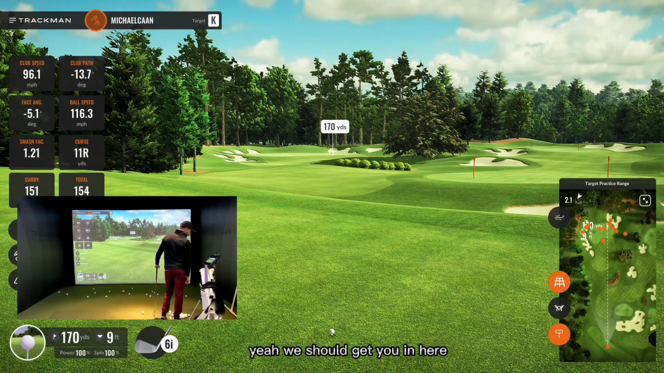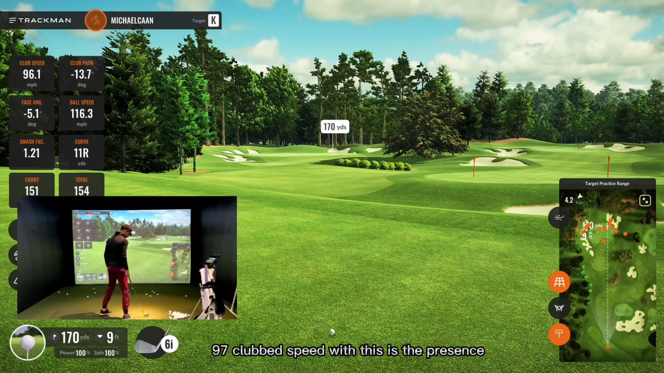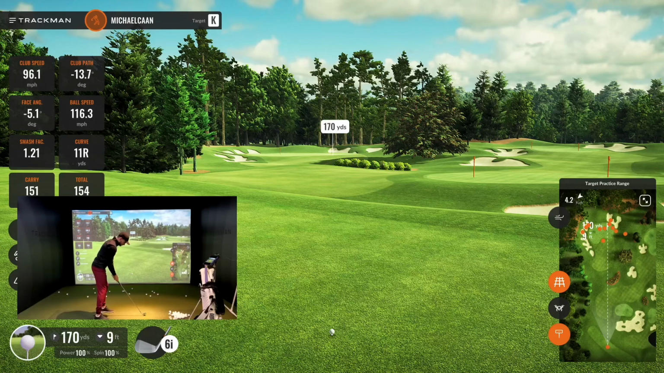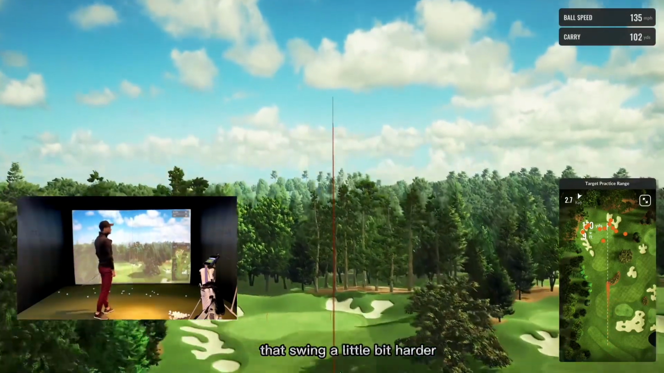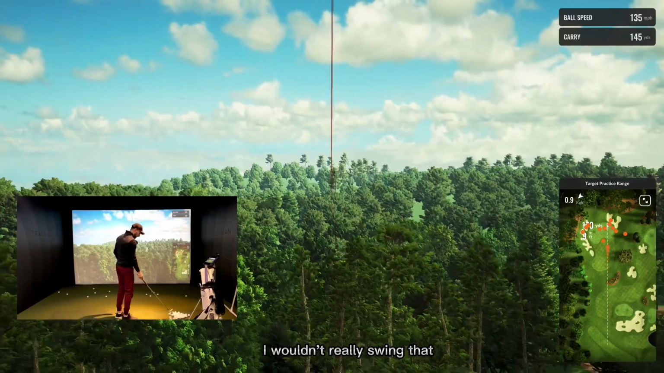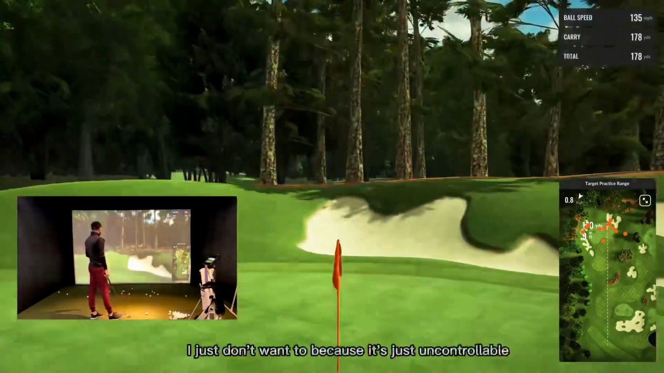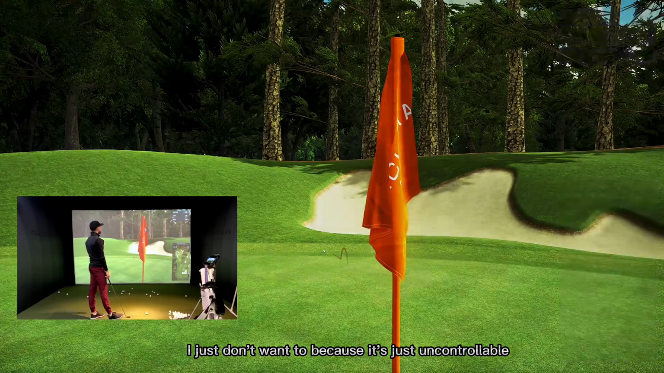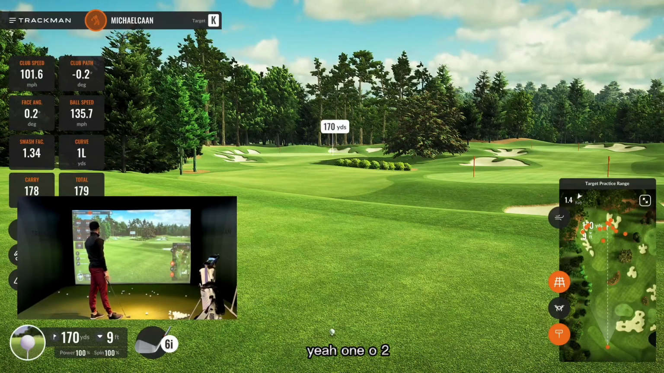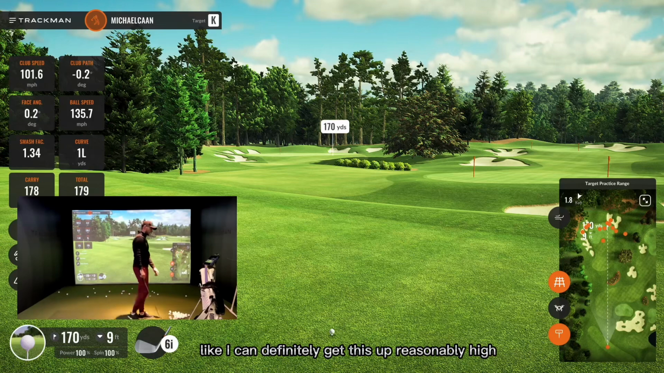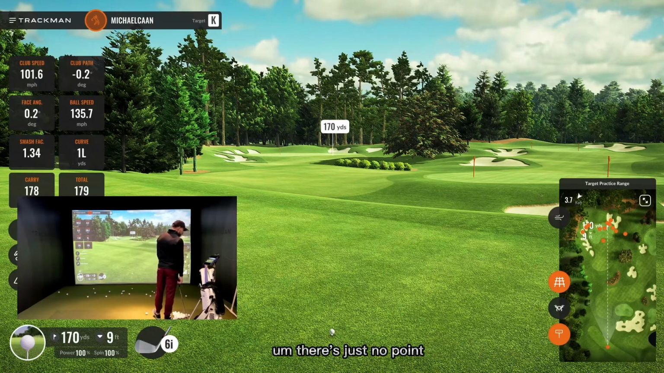Hard to slice your 7-iron. Yeah, we should get you in here. 97 club head speed with this is impressive, so you can get over 100 with this kind of swing normally. I wouldn't really swing that hard. I definitely have another gear I can rip, I just don't want to because it's uncontrollable. But yeah, 102. I can definitely get this up reasonably high. There's just no point, because the whole point of this is to play consistent golf, and if you're swinging that hard, it's tricky.